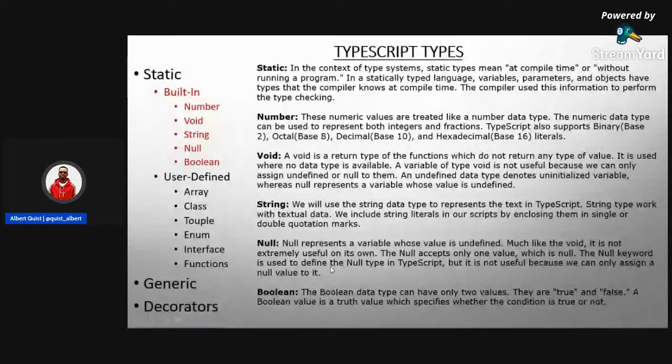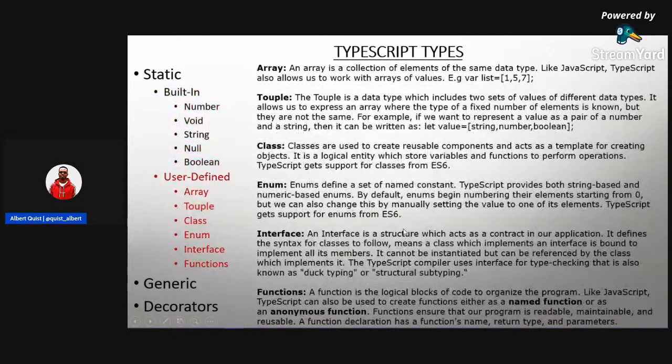Okay. So now realize that all these are the inbuilt static types. So static in the sense that you can't change them. You can't add your own, you can only assign them. So now let's go to the user defined types. In the user defined types, we have an array, we have the tuple, we have the class, we have the enum, we have interface, and we have functions. We are going to explain all these.